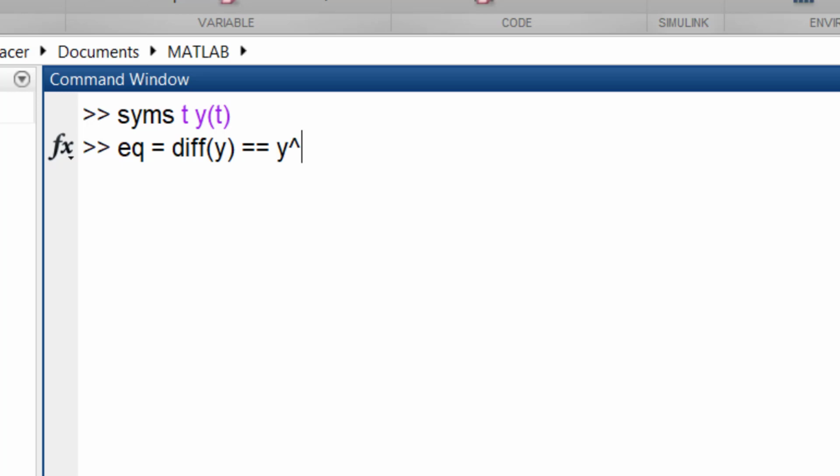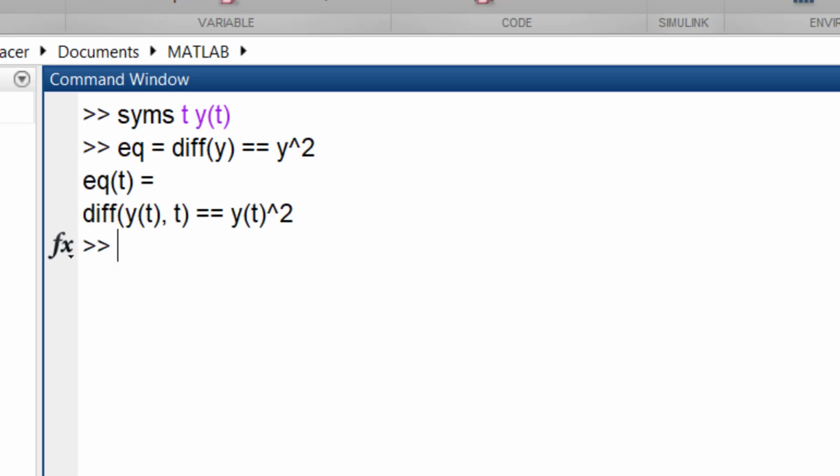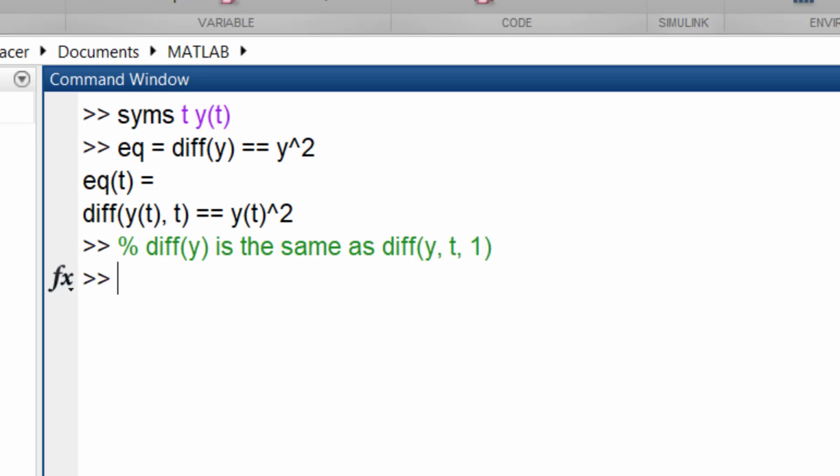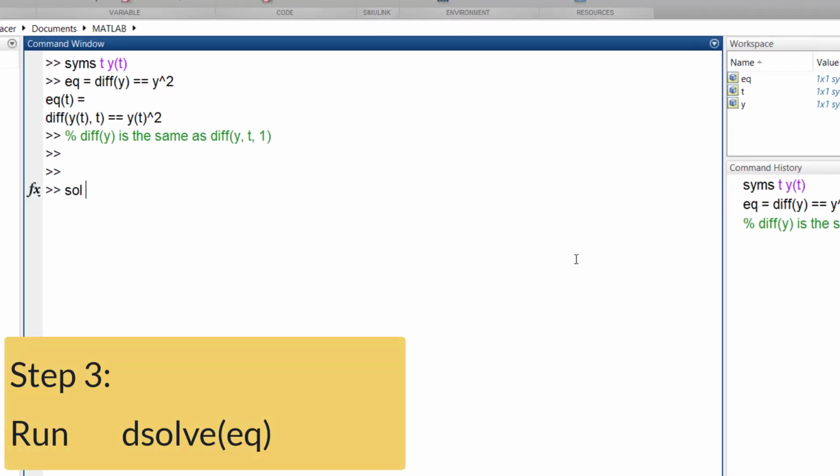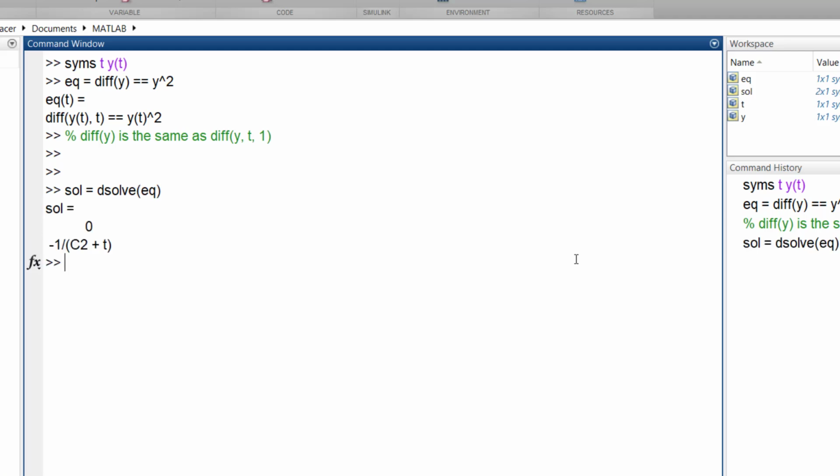By default, diff of y means the first order differentiation of y with respect to t, but we could also specify the order of differentiation and the independent variable explicitly. It won't make any difference. Step 3. Run dsolve for your equation. And this is the solution we expected.